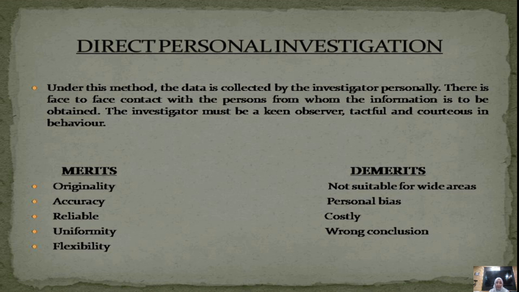There are merits and demerits of this method. The merits are originality, as it is also known as the first hand information, reliability, since the investigator himself collects the information, uniformity, flexibility. Its demerits are it is not suitable for wider areas. It may have the personal bias. It is very costly. It's time consuming. And it may lead to the wrong conclusions if the experts are not fully trained.